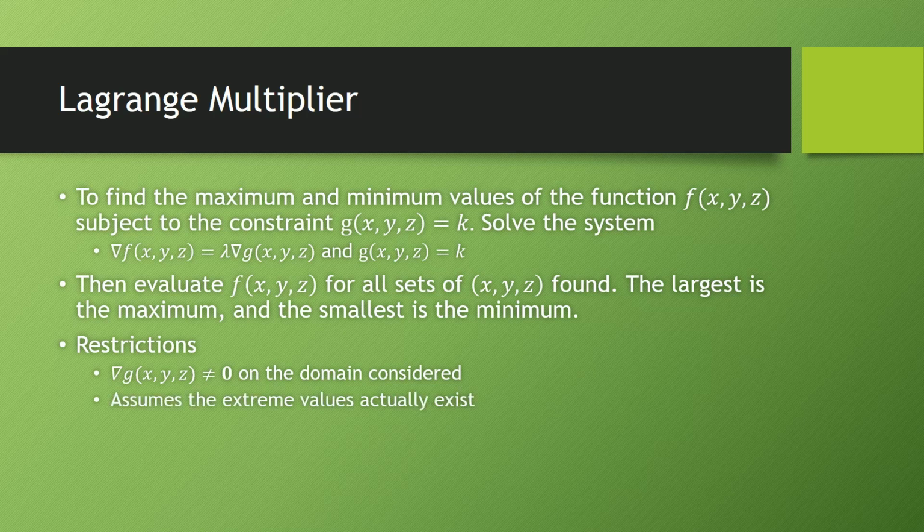The other thing is it's assuming that the extreme values actually exist. It's possible for a function to not actually have any extreme values. And if that's the case, the Lagrange multiplier isn't actually going to help you at all. So if you're dealing with a function, you're going to want to take a look at the actual situation going on. All right? So hopefully that's informative for you guys, and I will see you in class.